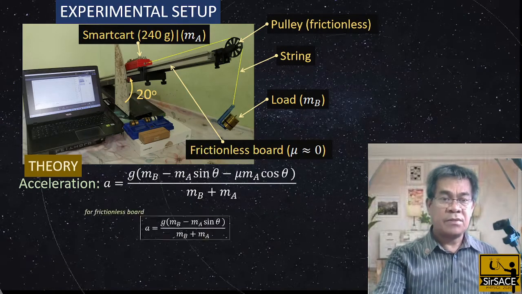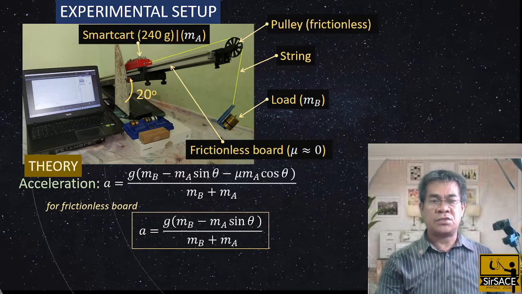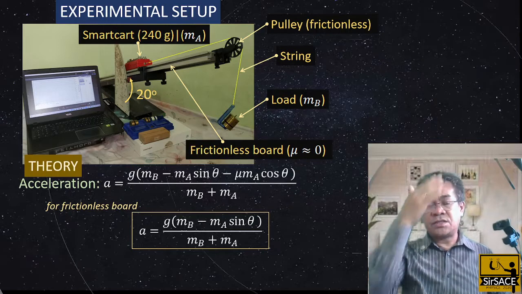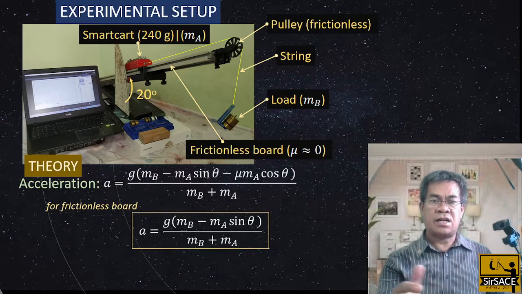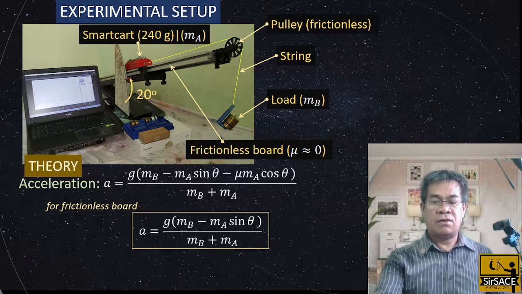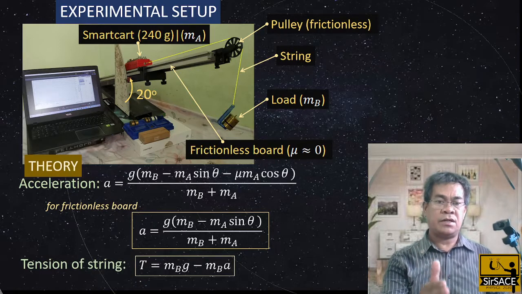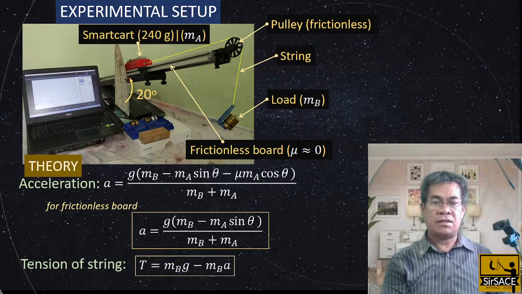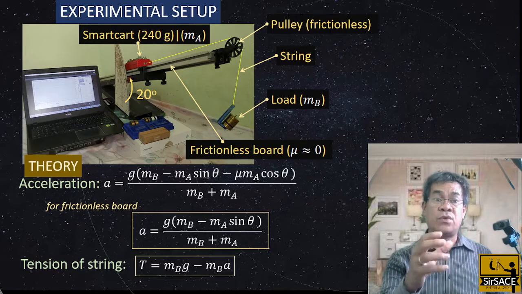So therefore, for a frictionless board to the cart, our theoretical acceleration is only g multiplied by the mass B minus mass A times the sine theta, all over the sum of the two masses, while the tension is the same. We have mB g minus mB a. So these are the theoretical formulas that we will be using.